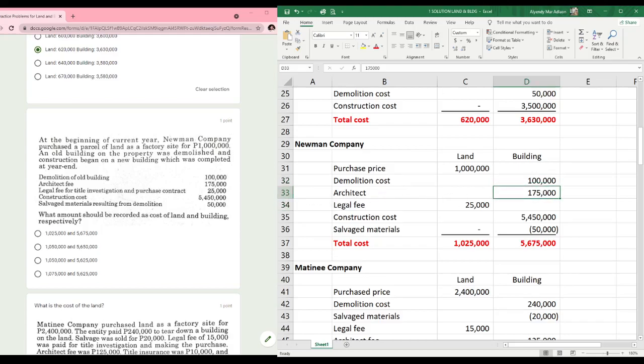The legal fee for title investigation is for the land, because this relates to the purchase. Then for the construction cost, of course, that is for the building.